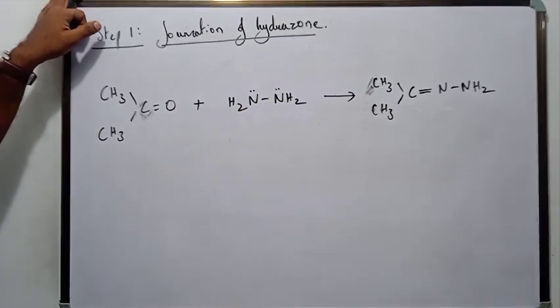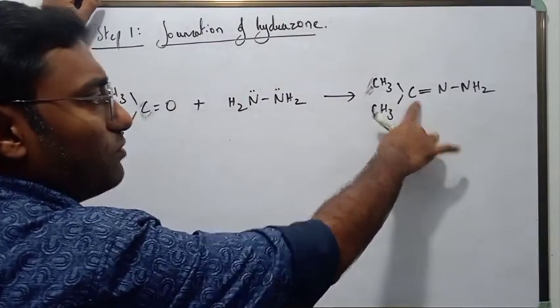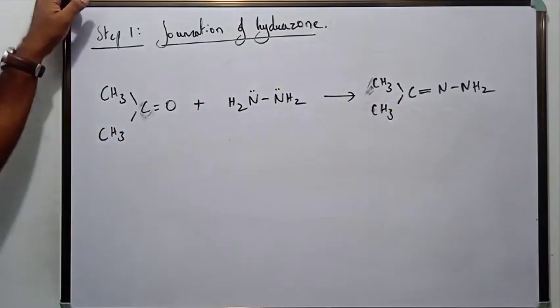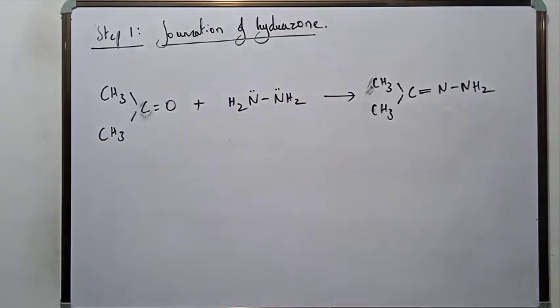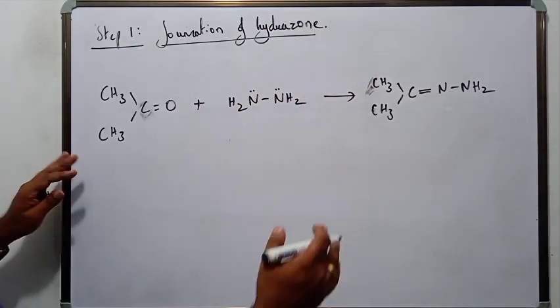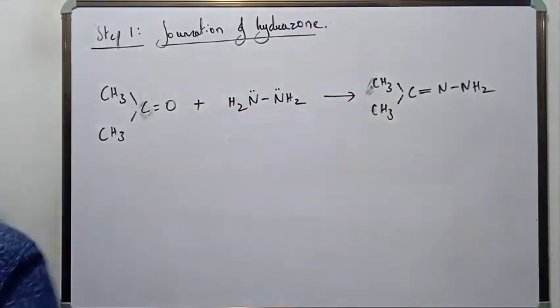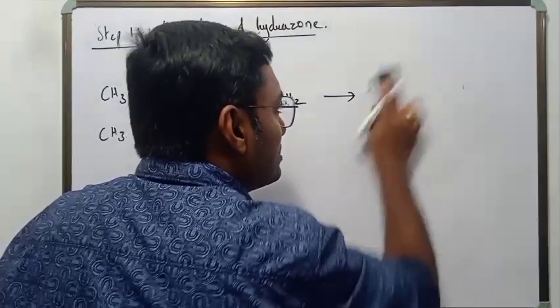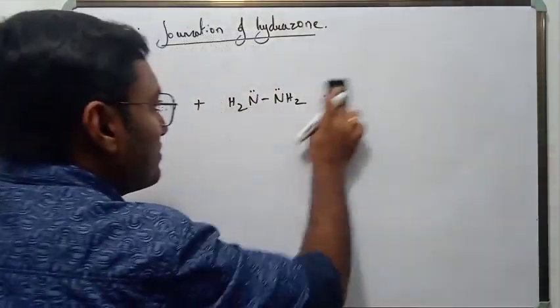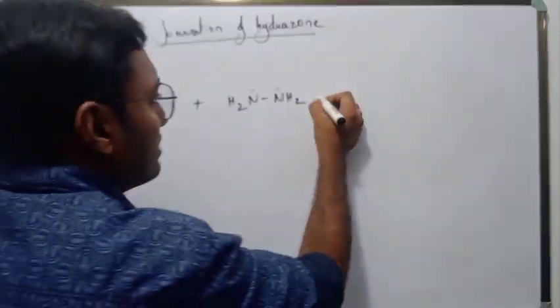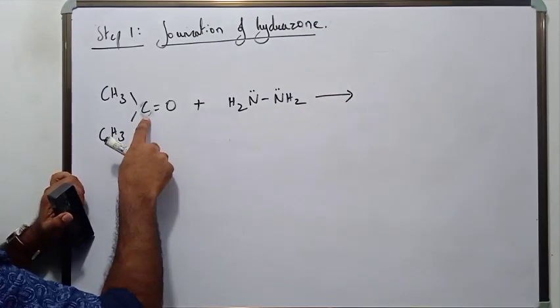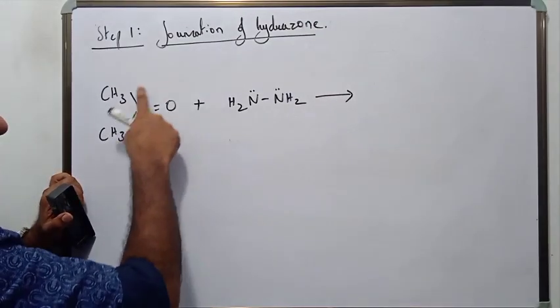Now we will try to understand how this product is formed. You can just note down the reaction first, and then we will try to explain how this is formed. Okay, now just look at this structure. This is the carbonyl compound.